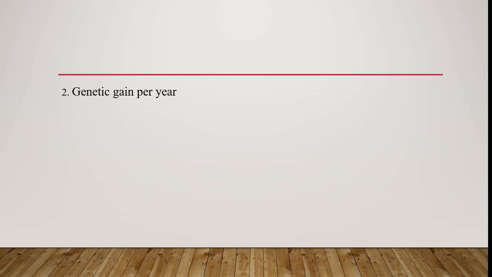Okay. So to calculate the genetic gain per year, we have to first calculate the genetic gain. And to calculate genetic gain, we just multiply the selection differential, or what's called the reach, by the heritability. As simple as that. So genetic gain is going to be equal to selection differential times the heritability.